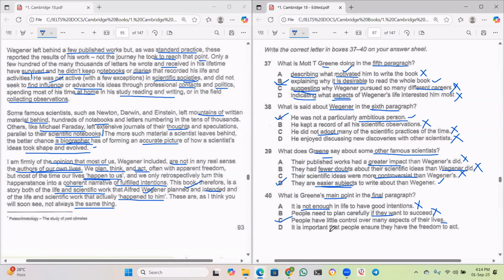And D, it is important that people ensure that they have freedom to act. No, that is not the right one. Yes, so 40 C is exactly matching with this one. So that should be the right answer. And yes, guys, with this, we have completed this passage as well.